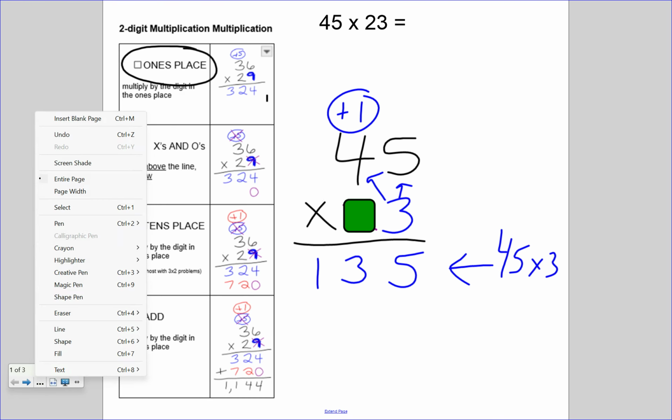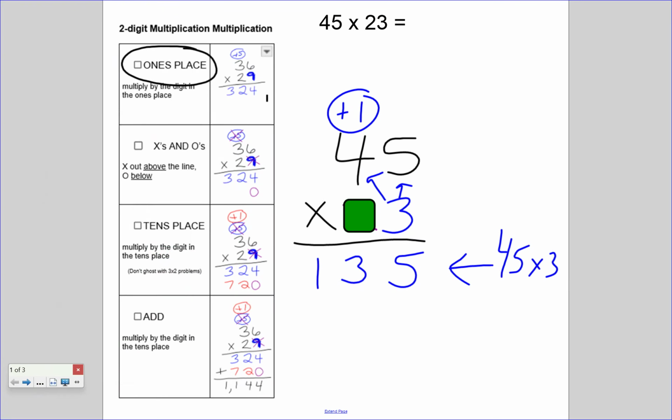So because the 2 is really worth 20, I need to do something called X's and O's. That means, if you think about tic-tac-toe, it's X's and O's. I am going to do X's and O's before I move and start multiplying by that 2. So the X's are going to go above and below that equal sign. So we need an equal sign there. I'm going to do X's and O's both above and below.